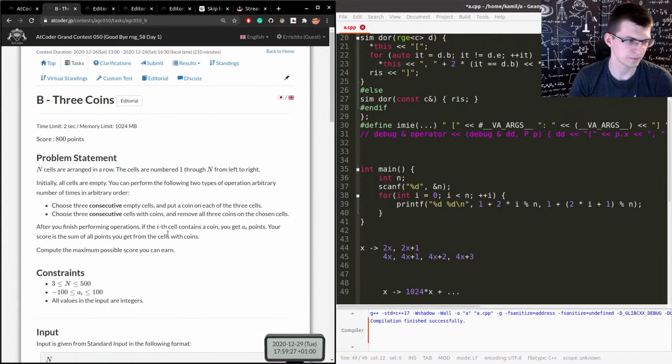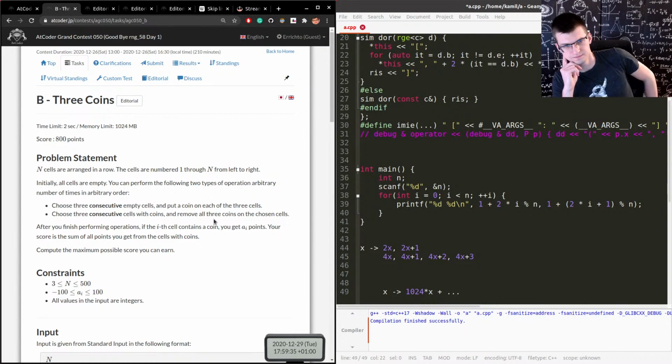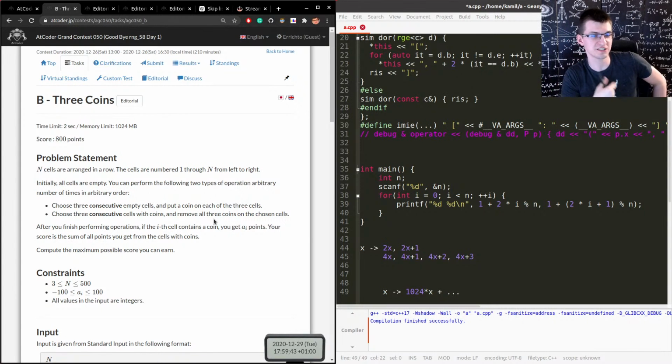All right. Problem B. As always in Atcoder. Actually, they use too many of those problems. You can perform some kind of operations, analyze what happens. Choose 3 consecutive empty cells and put a coin in each of those. Or 3 consecutive cells with coins, remove coins.